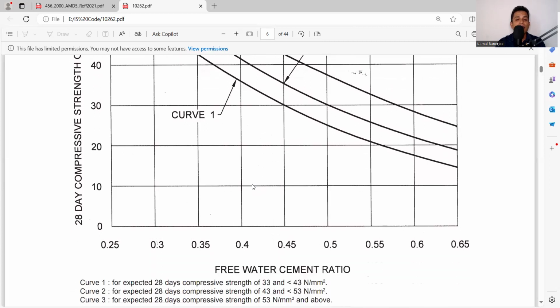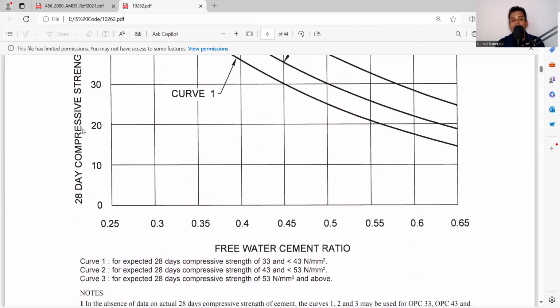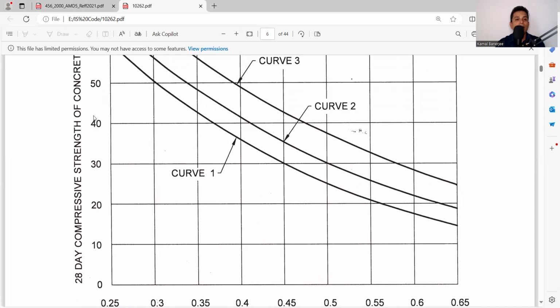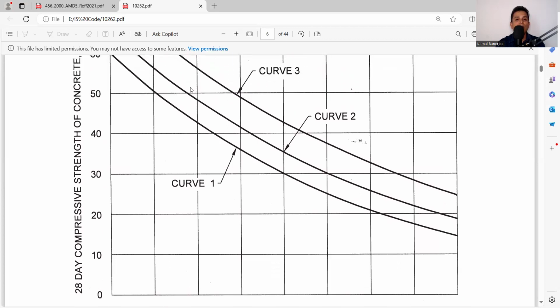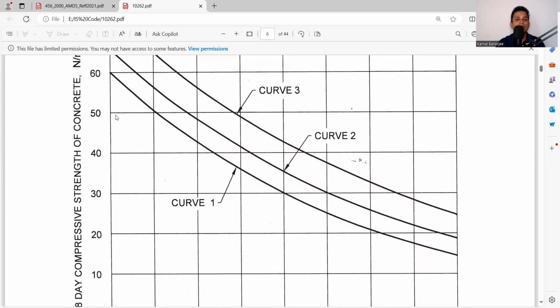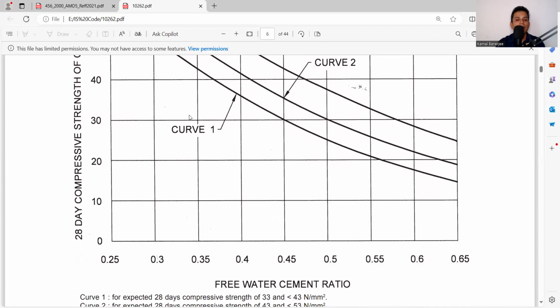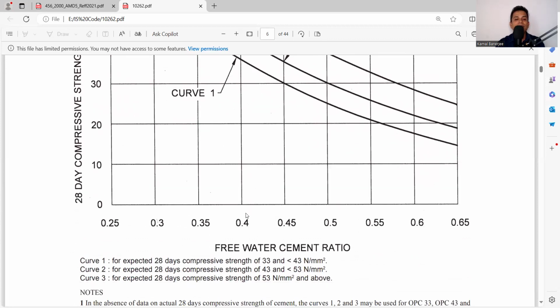Now what do we need to look at? What was our target mean strength? 48.25. So where will it come? Here it will come at 48.25, and here it is matching. Accordingly, it will come around 48 here on curve 2, and it is coming to around 0.36.